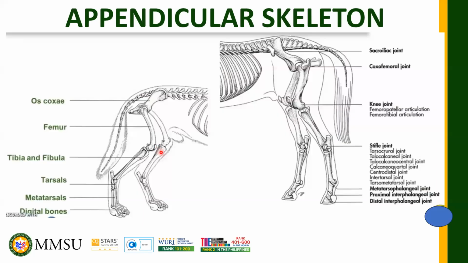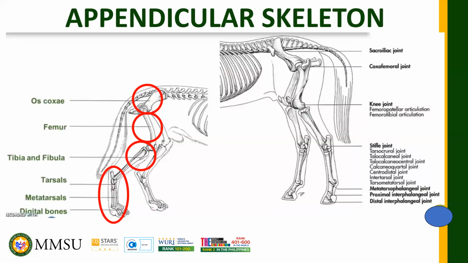So as for the pelvic limb, it usually comprises the os coxae or the hip bone. We have the femur or the bone of the thigh, yung tibia and fibula, which usually forms yung bones of the leg. And then we have the tarsals, metatarsals, and then we have the digital bone. So this is almost the same lang naman tong mga to in terms of the thoracic limb. Kasi dito is carpals, metacarpals, and then we have the digital bones.